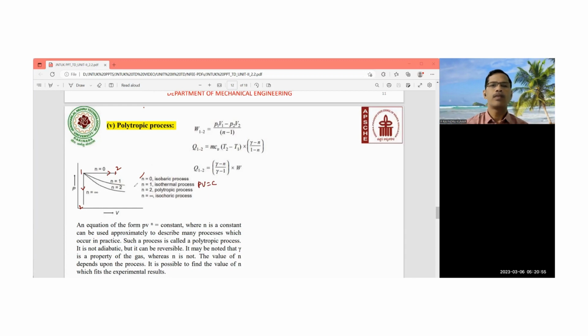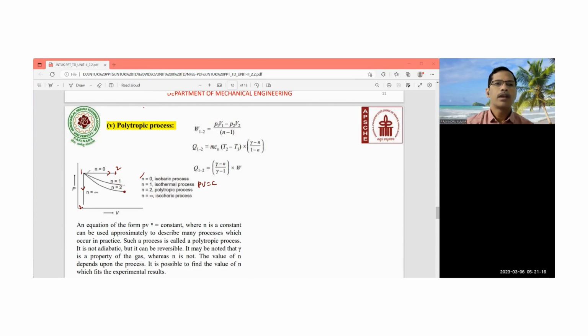N is equal to 1, PV is equal to constant, or isothermal process, or PV is equal to constant. Next one is a polytropic process. So this is the polytropic process.